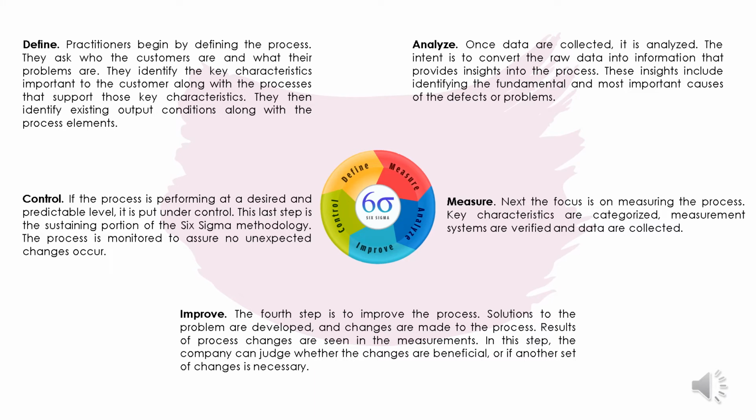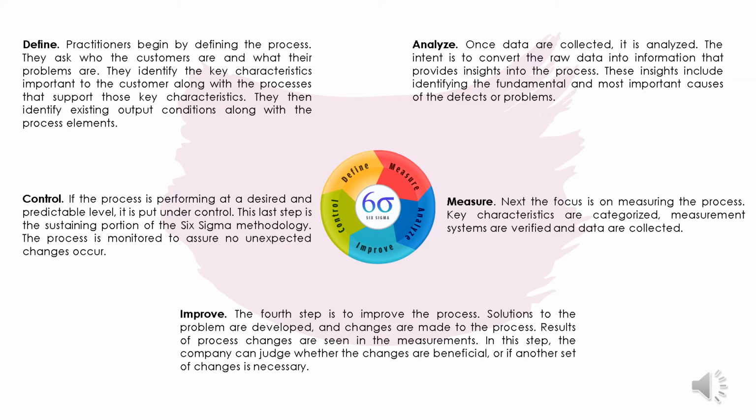Number 1. Define. Practitioners begin by defining the process. They ask who the customers are and what their problems are. They identify the characteristics important to the customer, along with the process that supports those key characteristics, and then identify the output conditions along with the process elements.